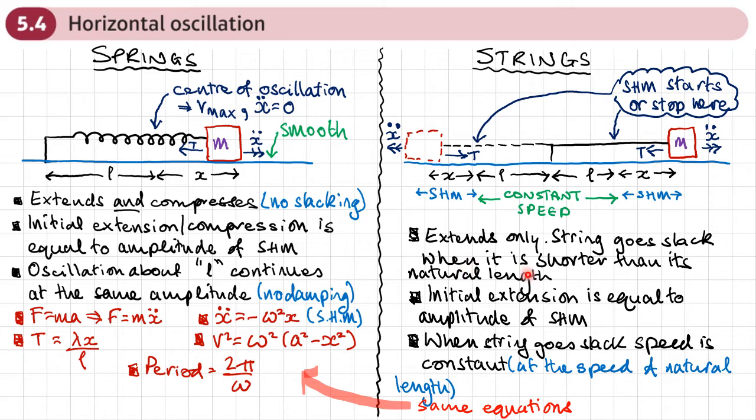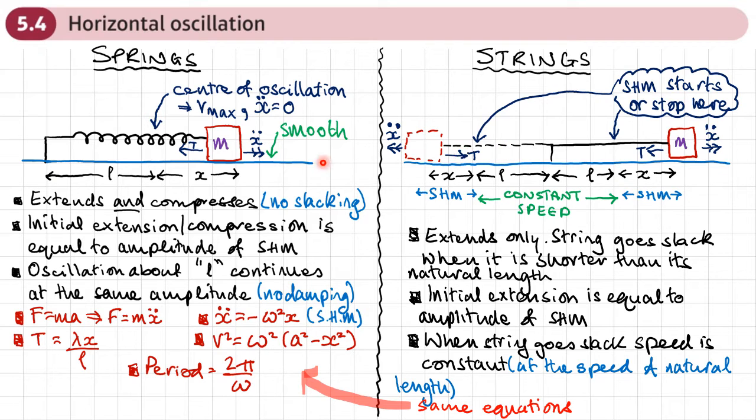When it is shorter than its natural length, so that's going to happen here in the middle section, the initial extension is equal to the amplitude of the simple harmonic motion, just like we have in the spring, but the simple harmonic motion only takes place at the ends. And then when the string goes slack, the speed is constant, and that speed is going to be the speed at which the mass was moving when it hit its natural length. And we use the same equations as we do for spring. So you can see that there are some slight differences.